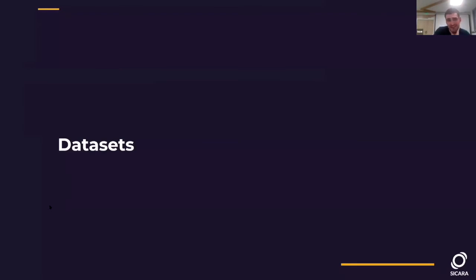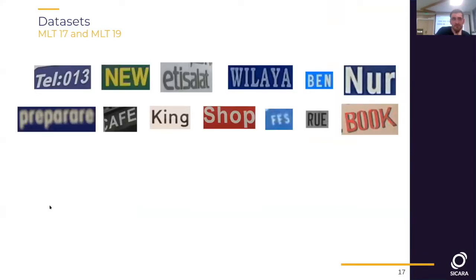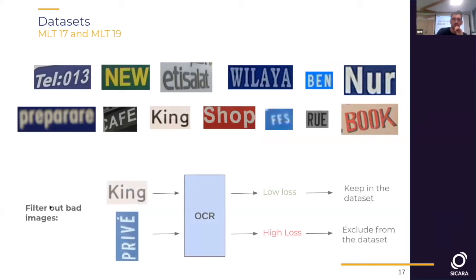Let's now talk about the datasets. The datasets used are MLT17 and MLT19, which are composed of fairly simple text boxes with printed characters. Prior to training, we infer all the text boxes of the dataset in the OCR, because this allows us to reject the boxes for which the loss is too large, because such boxes correspond to errors, such as boxes in the wrong direction shown here. After this filtering step, around 75,000 boxes remain.